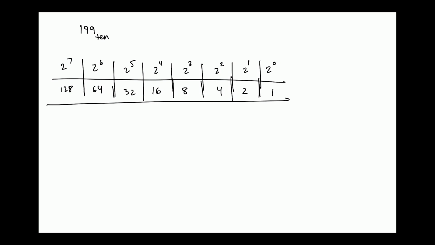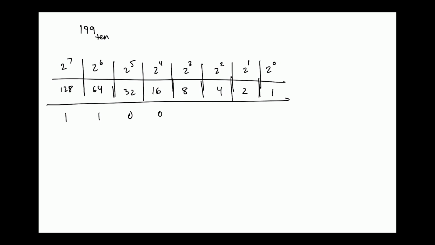Now, in order to encode 199, we've basically got to say, all right, 128, does that go into 199? Yes, once. With how much left over? 71. So 71 is now our leftovers. Does 64 go into 71? Yes. With how much left over this time? 7. Does 32 go into 7? No. So I'll put a 0 here. Does 16 go into 7?